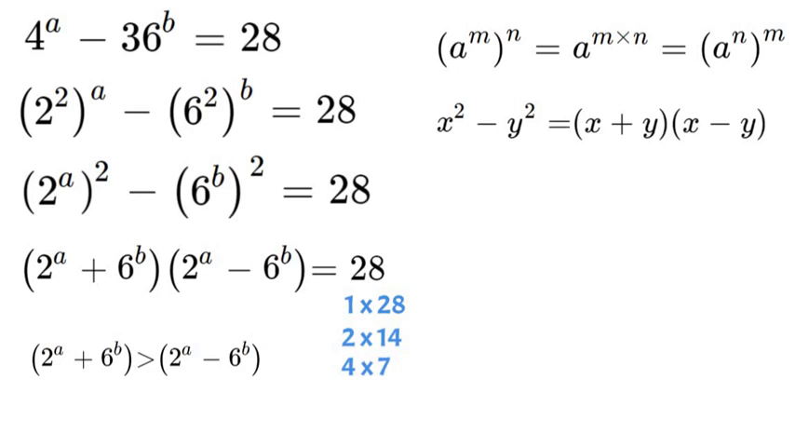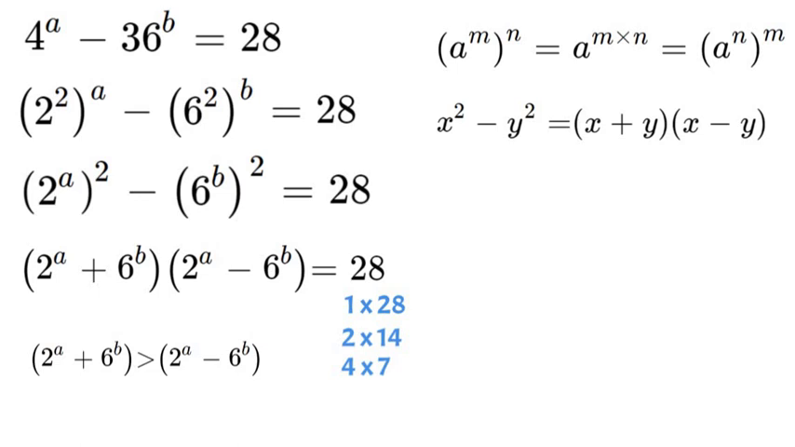Now, you might want to say that you could flip those and say 28 times 1, 14 times 2, and 7 times 4. But the reason we can't is because the left side of this multiplication is always going to be greater than the right side. So 2 to the power of a plus 6 to the power of b will always be greater than 2 to the power of a minus 6 to the power of b. And that is simply because it is addition instead of subtraction. So that being said, this can only be solved one way. We can't use 28 times 1 and so on.